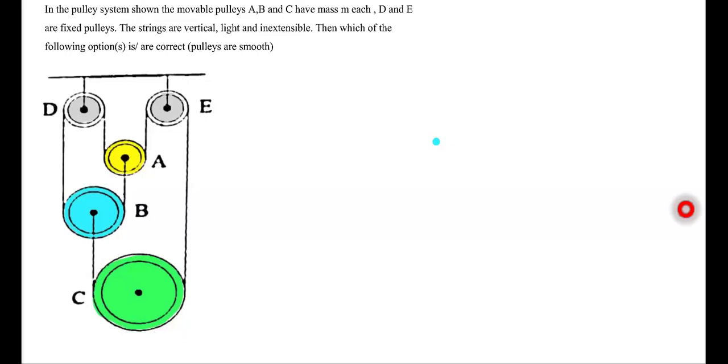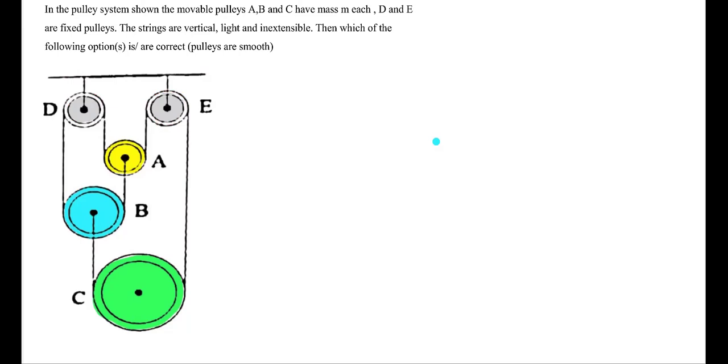Hello, kids. We'll discuss some pulleys which are having some mass. In the pulley system shown, mobile pulleys A, B, C have mass m. So this has a mass m, this has a mass m, these are mass m. And what about these things? They are massless.